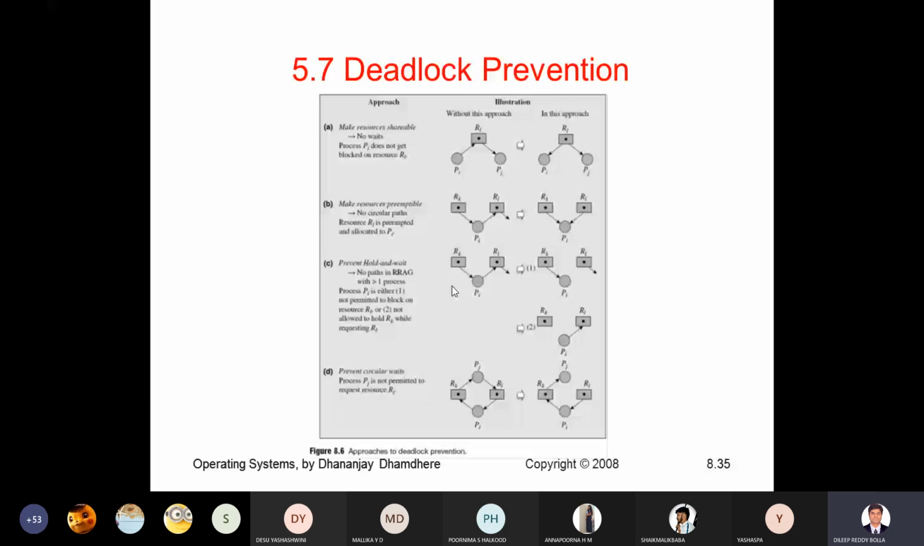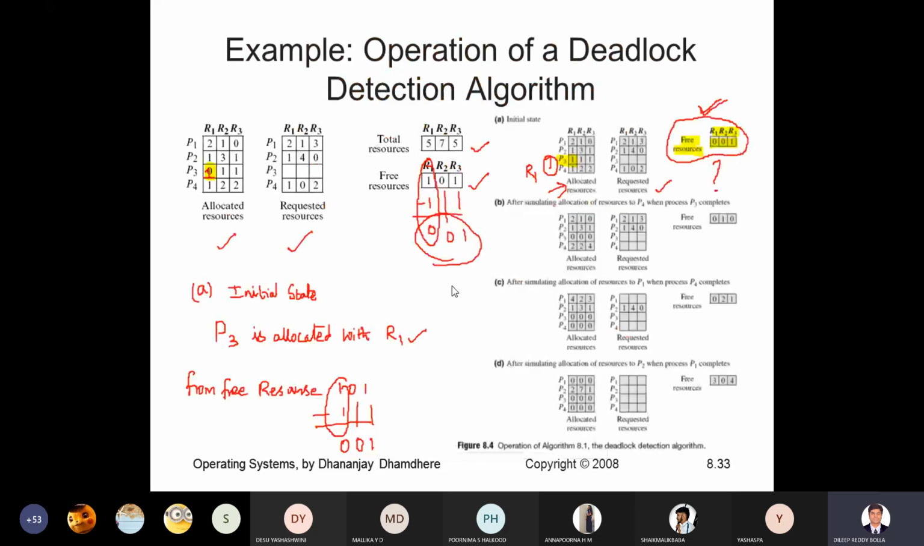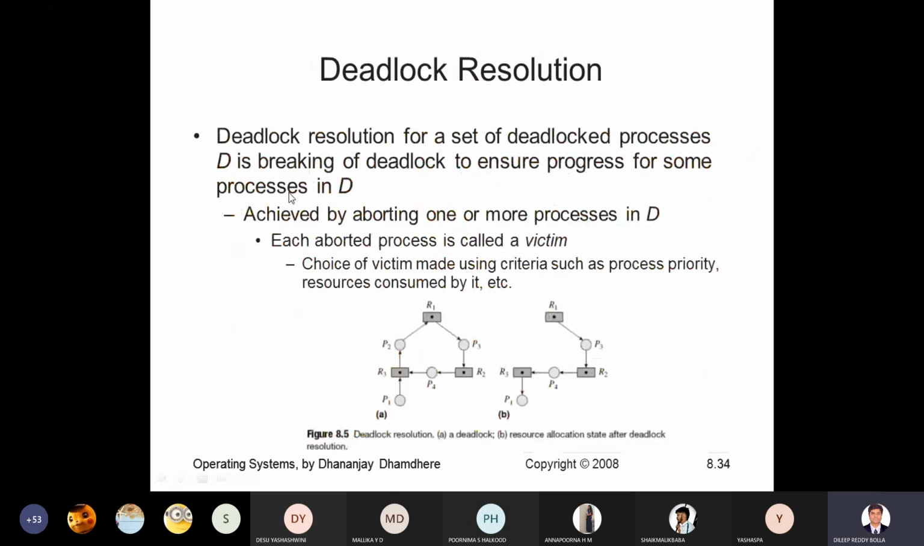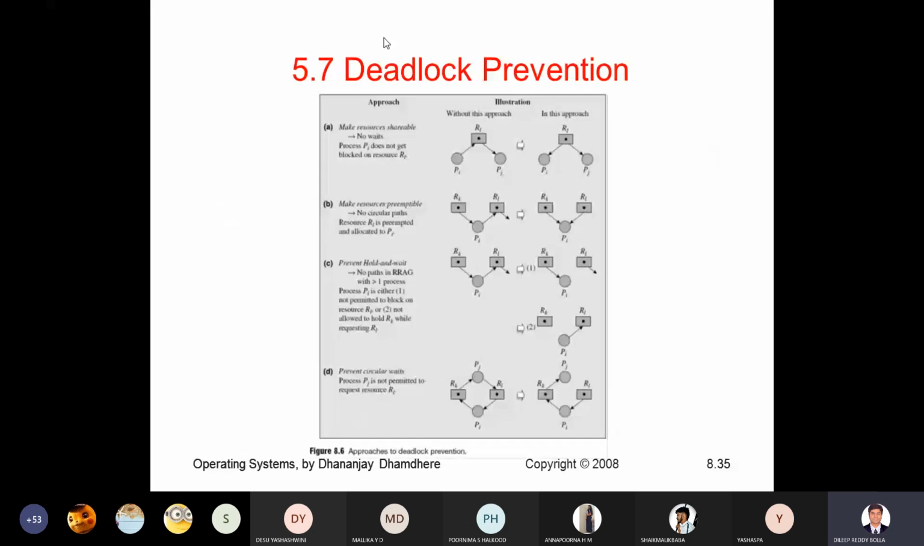So go through this example. This is one of the important examples, operation of a deadlock, and how do we detect the deadlock. You take some random numbers, whatever you want. Some examples you can take even from old question papers, and try to find out whether we get a deadlock or not. After that, you see the concepts on deadlock resolution, and in the next class we'll continue with deadlock prevention.